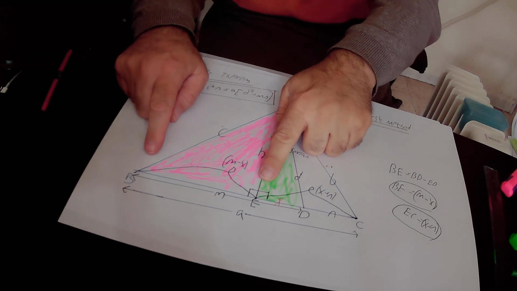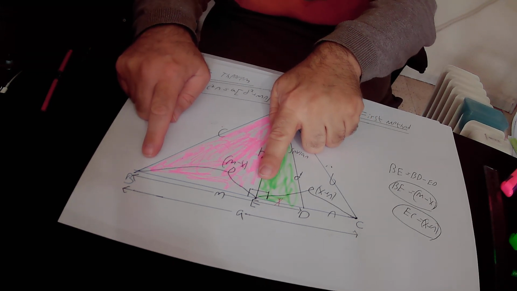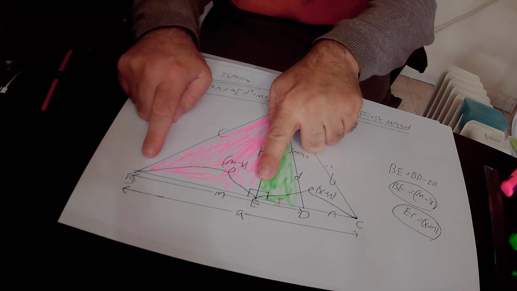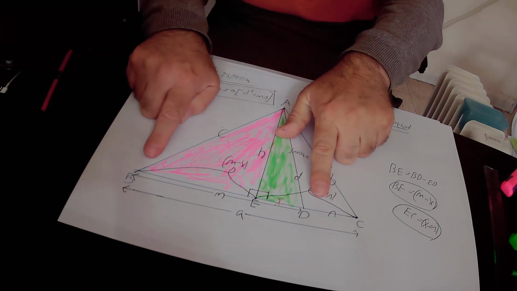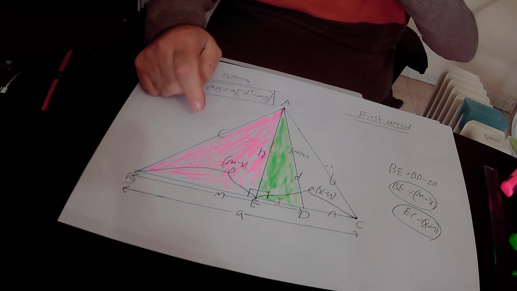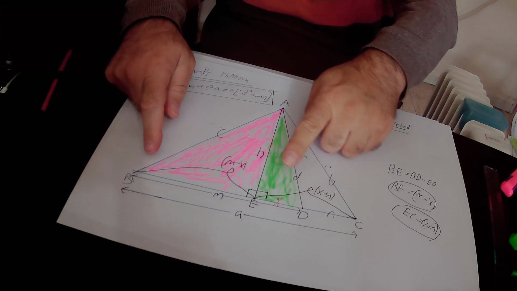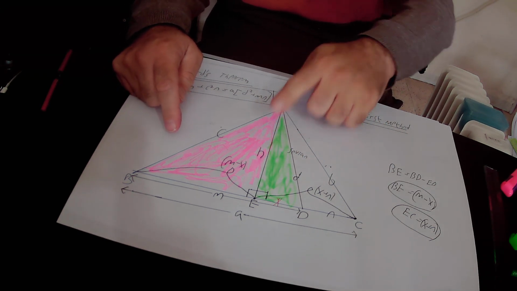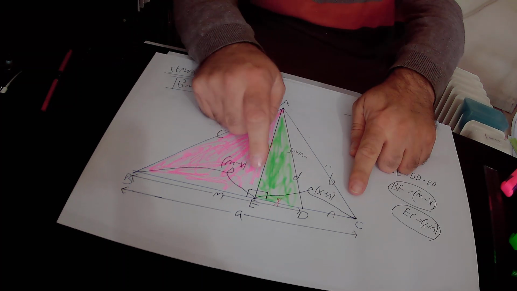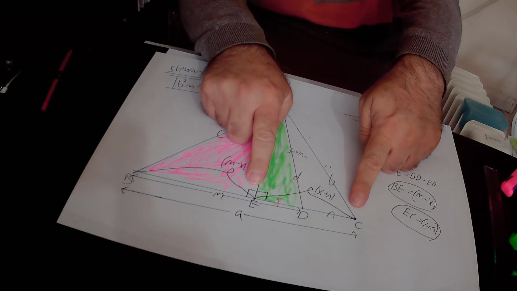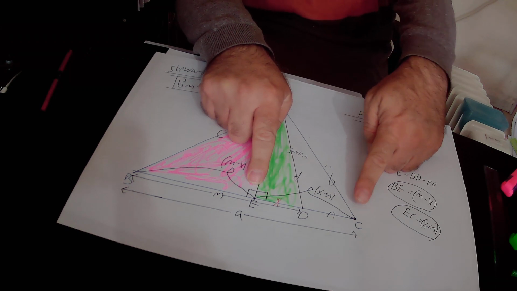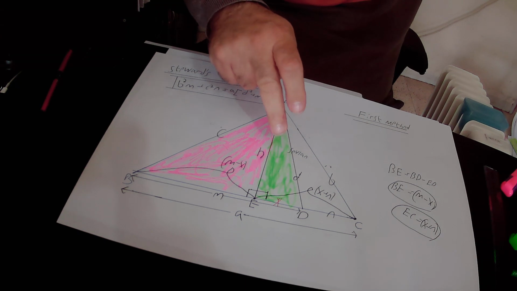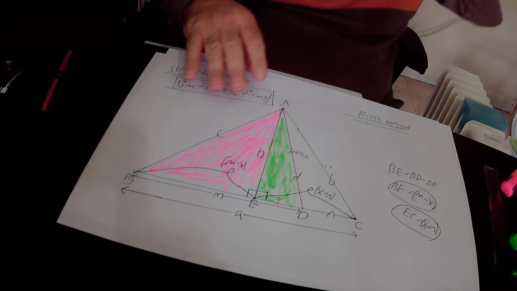What is the length of line segment BE? From the drawing it is very easy to see that BE equals BD minus ED. BD is m and ED is x. Therefore, we conclude BE equals m minus x. And here also, it is very easy to see that line segment EC equals x plus n. Then we implemented the Pythagoras theorem on the green triangle, triangle AED.